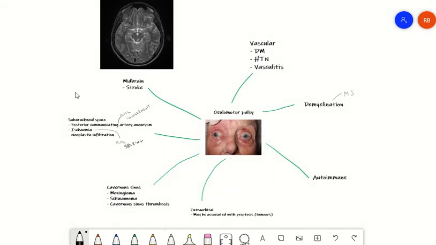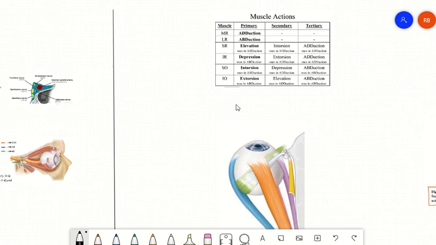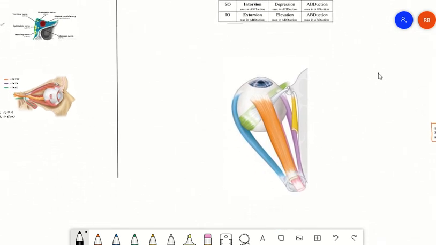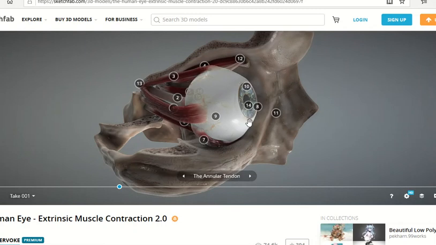So that gives an overview of oculomotor palsy, the presentation, and some of the main causes. Now, the next part of the video is going to look at the extraocular muscles and their actions. So I'm going to switch to a good animation here.